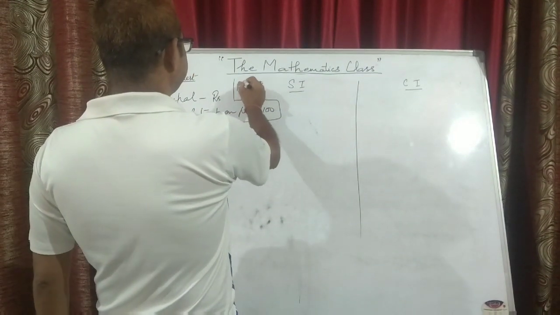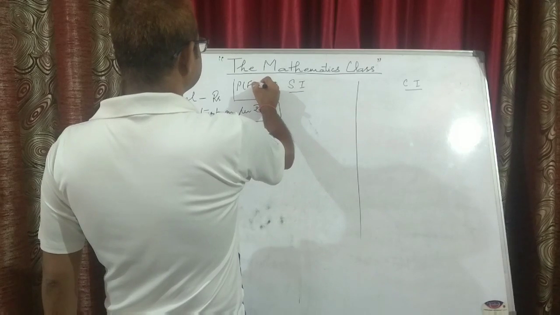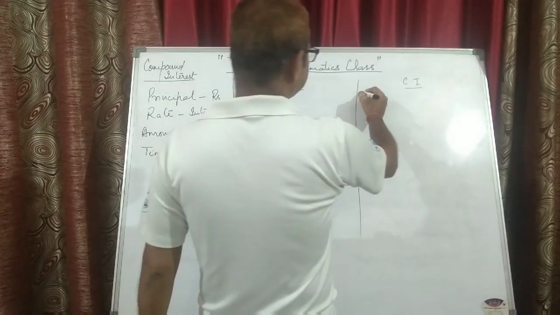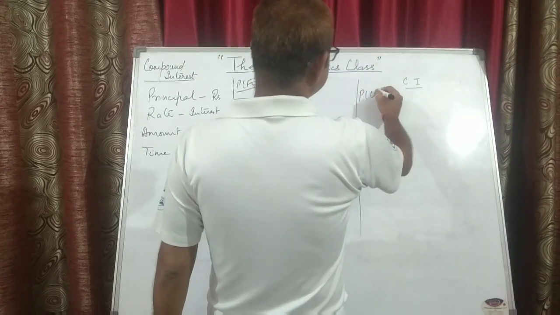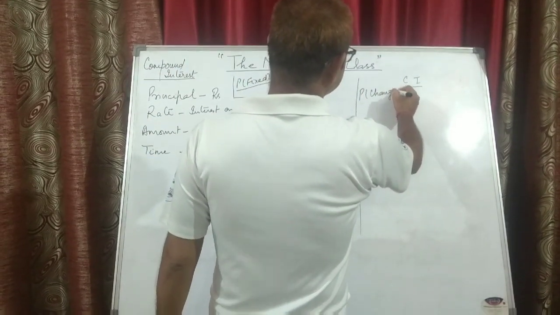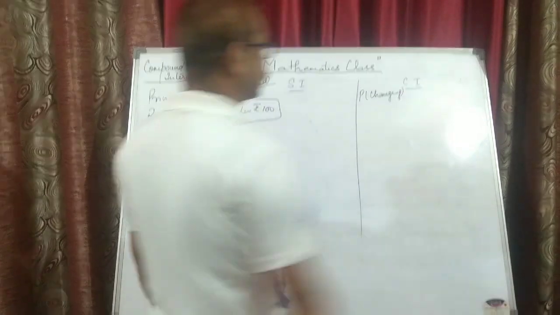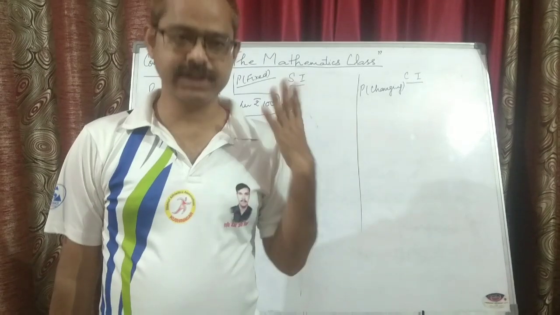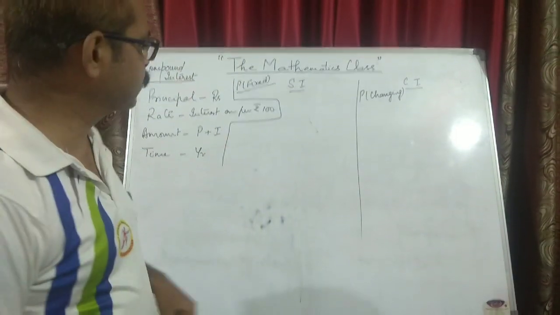Principal is fixed or it remains same. But in case of compound interest, principal keeps on changing. Or generally you can say that principal always keeps on increasing. Let's take a very simple example.